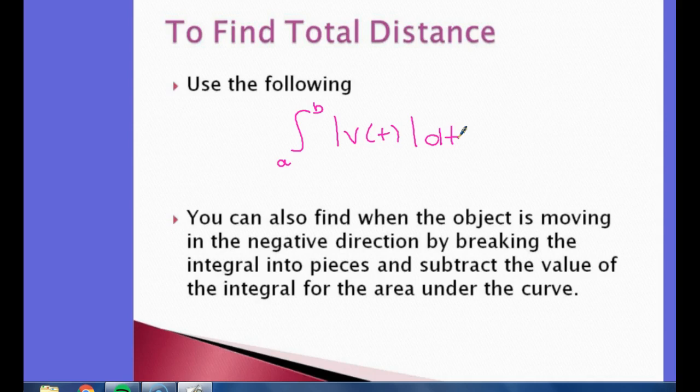So that's what this little block here says. You can also find when the object is moving in the negative direction by breaking the integrals into pieces and subtracting the value of the integral for the area under the curve. And that should make sense.